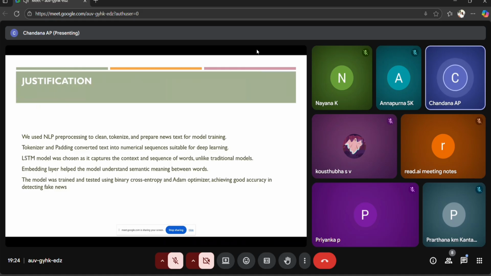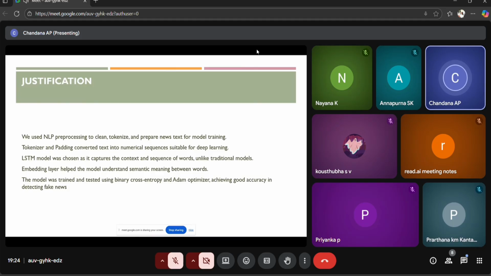This is the justification for what we did in this implementation. We used several NLP pre-processing techniques to clean and prepare the news text before training. This includes tokenization and padding, which convert the text into numerical sequences that a neural network can process. The reason we chose the LSTM model is that it effectively captures the context and the word order. Unlike traditional models that only look at individual words, the embedding layer plays a crucial role in helping the model understand the semantic meaning between the words.